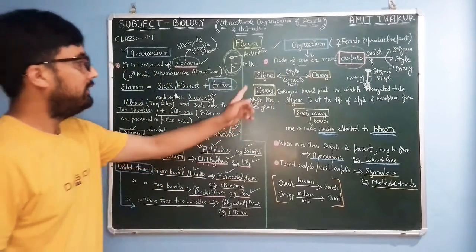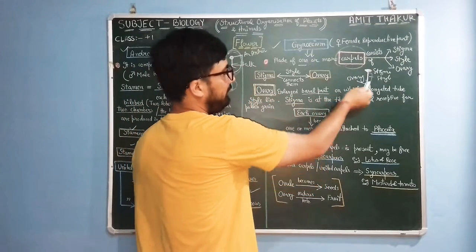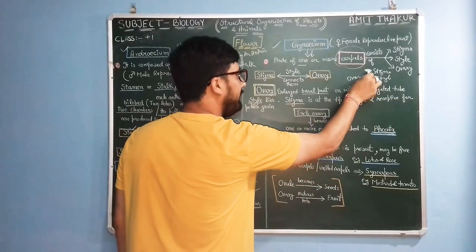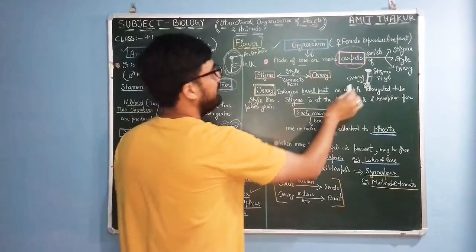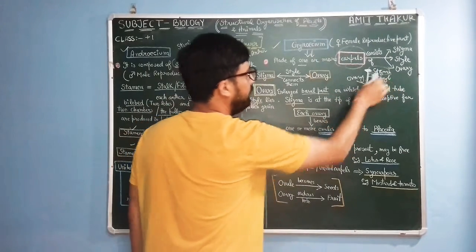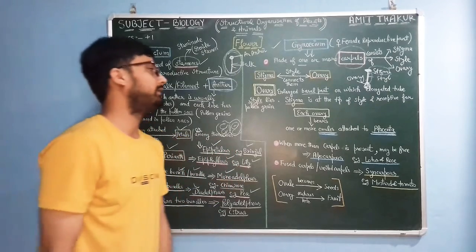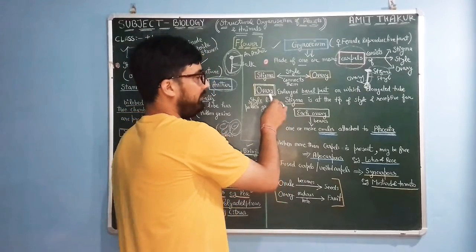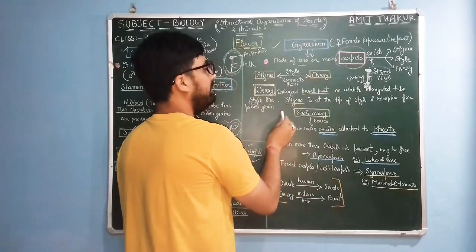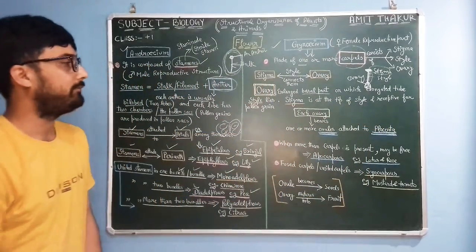What is ovary? Ovary is an enlarged basal part. Why basal part? Because it is present at the base. A large basal part on which this elongated tube, the style, is present, and the stigma is present at the tip of this style, and this stigma is receptive for pollen grains. So ovary is an enlarged basal part on which the elongated tube style lies. Stigma is at the tip of the style and is receptive for pollen grains.